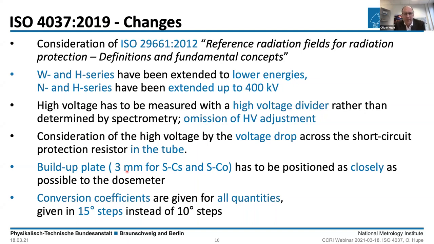For the build-up plate, there are two new requirements. First of all, the most important, it's only 3 millimeters for cesium and cobalt. So you can't mix them up anymore. And they have to be positioned as closely as possible to the dosimeter. I will show something later.